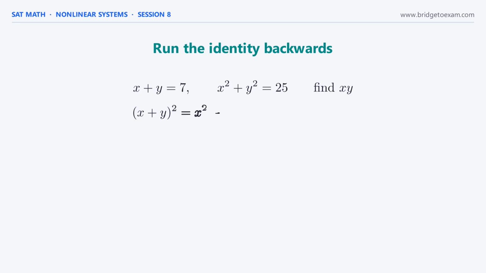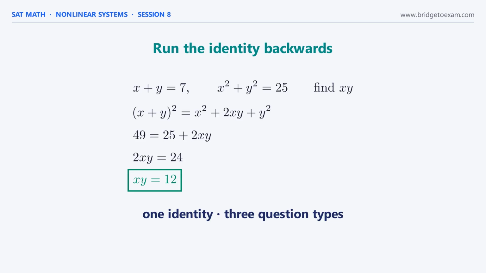Here's the same identity run backwards, which is a lovely trick. Suppose you're told x + y = 7, and x² + y² = 25. Find xy. Square the sum: 7² is 49, and that equals x² + 2xy + y². But we know x² + y² is 25, so 49 = 25 + 2xy. That gives 2xy = 24, so xy is 12. One identity rearranged 3 different ways answers 3 different question types. That's why I told you to learn these by heart in session 4.